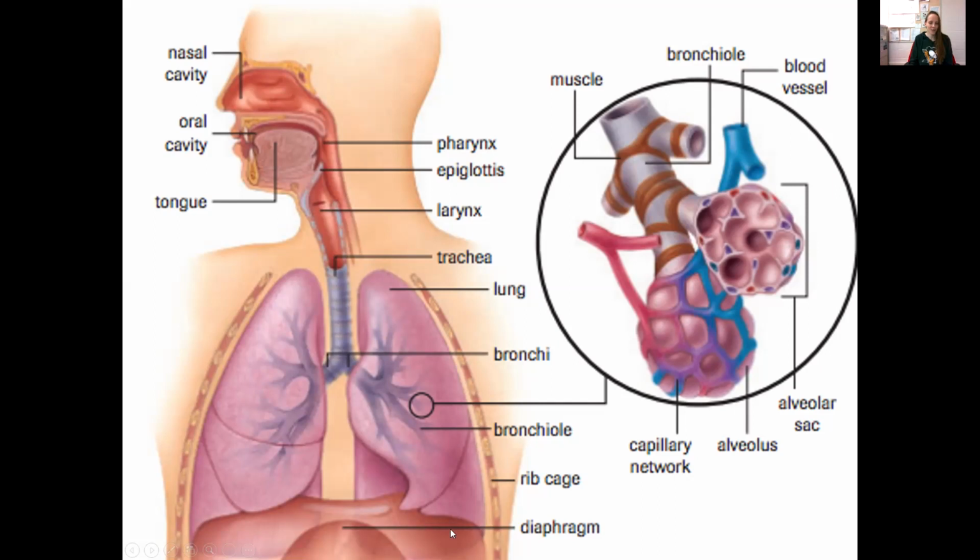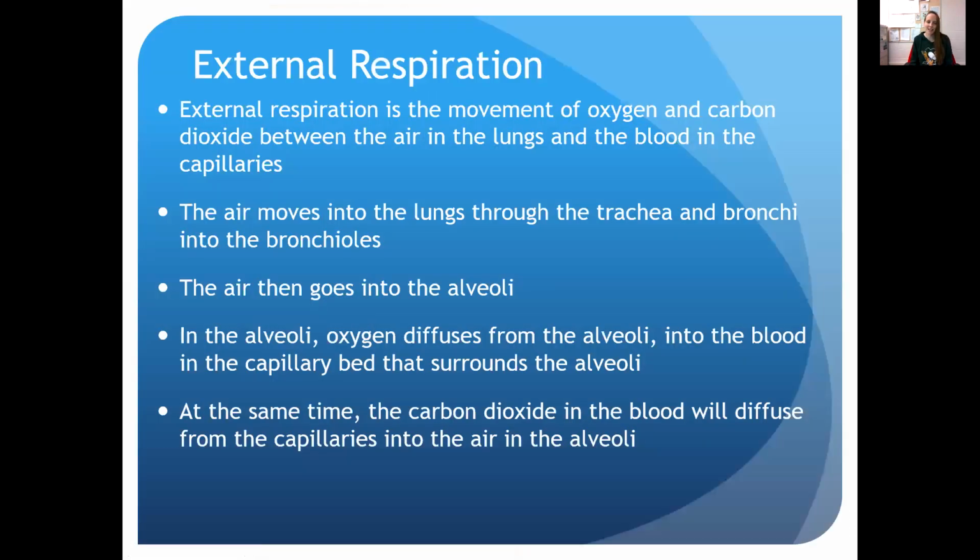And then down underneath your lungs, you have the diaphragm, so that's that muscle right there. And then, of course, these little bright pink things are the lungs themselves. So external respiration, again, is the movement of oxygen and carbon dioxide between the air in your lungs and the blood of those capillaries that are wrapped around your alveoli. The air is going to move into your lungs through the trachea, the bronchi, and then the bronchioles until it gets to the alveoli, which is kind of the end of that pathway. And then the oxygen can diffuse from the alveoli into the blood, and carbon dioxide can diffuse from the blood into the alveoli.